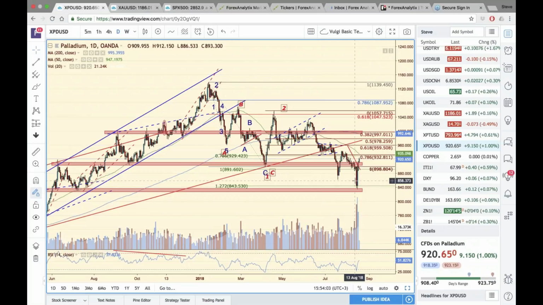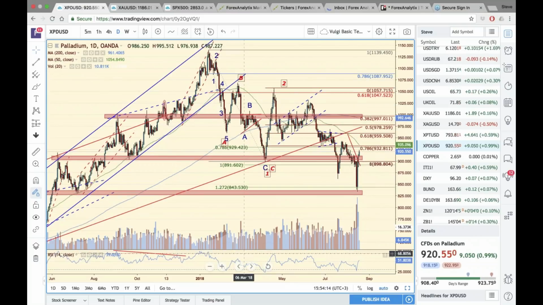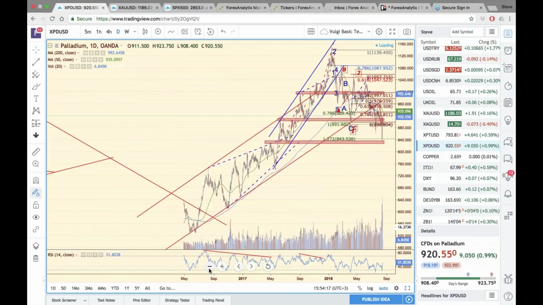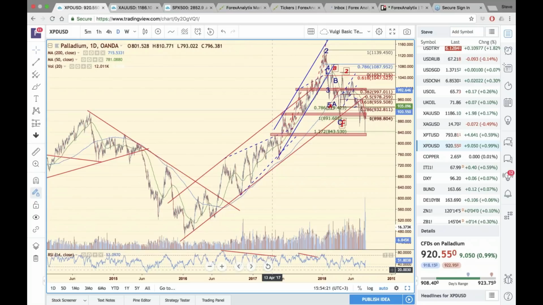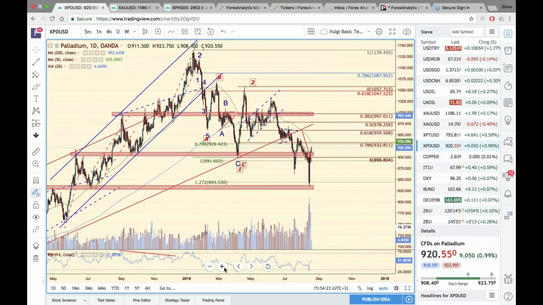And to be honest as well, the whole move lower in palladium looks a lot less impulsive. Let me zoom out so people can see it. This whole move higher looks quite impulsive, and the move lower so far, I can't really say that it looks impulsive. So if I had to be long one of the metals, palladium definitely looks at a much better position in comparison to gold and silver, right?